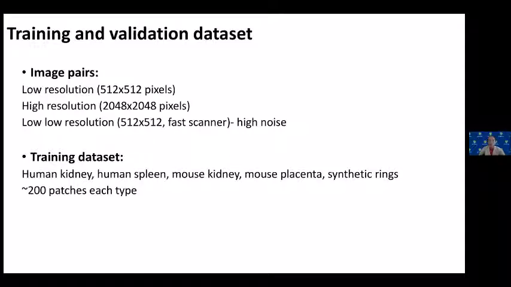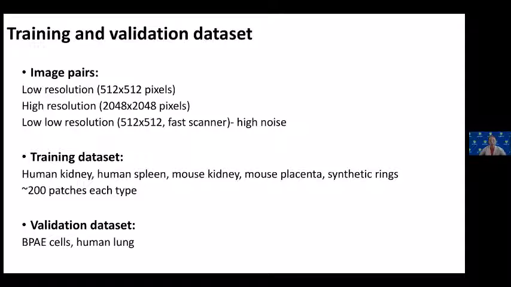And also we want to include different structure types and different labels here to be more inclusive with the model. So we have human kidney, human spleen, and mouse kidney, mouse placenta, and also some synthetic data as well. About 200 patches for each data type. And each patch, we crop the original image into a smaller field of view. Some of them are 640 by 640. Some of them are 128 by 128.